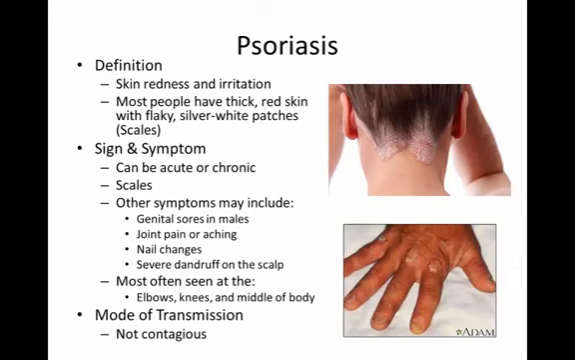Psoriasis is a skin redness and irritation. Most people have thick red skin with flaky silver-white patches or scales. Signs and symptoms can be acute or chronic. This includes scales, and other symptoms may include genital sores in males, joint pain or aching, nail changes, severe dandruff on the scalp, and it is most often seen at the elbows, knees, and the middle of the body. The mode of transmission is not contagious for psoriasis.